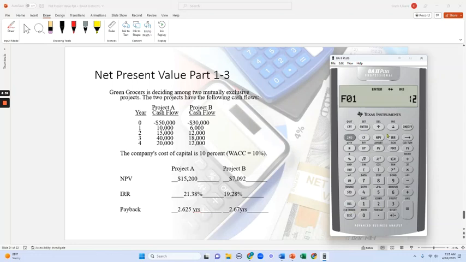Wait. Oh, man. All right, let's start over. 6,000, cash flow 1. Anyway, 6,000, enter, that occurs once. The next one is 12,000, enter, and that occurs once. The next cash flow is 18,000. We enter that, and that occurs once. And finally, 12,000 is the fourth and final cash flow, and that occurs once.